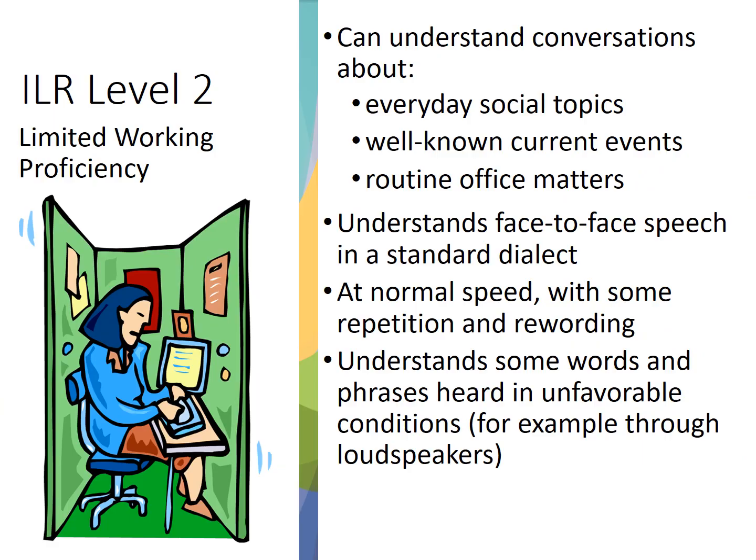The level 2 learner is comfortable with ordinary social chat and also casual conversations about current events or routine work matters. Usually, a level 2 learner is able to handle most face-to-face conversation with people who speak the standard dialect. They can understand people speaking at the normal pace, although sometimes repetition or paraphrasing may be needed. Notice also that a level 2 speaker is expected to understand some words and phrases when listening conditions are not ideal.